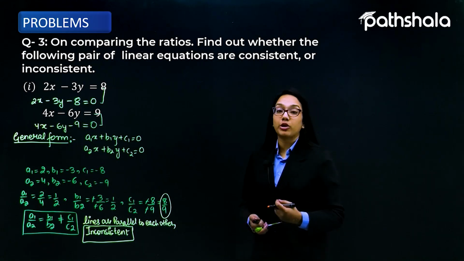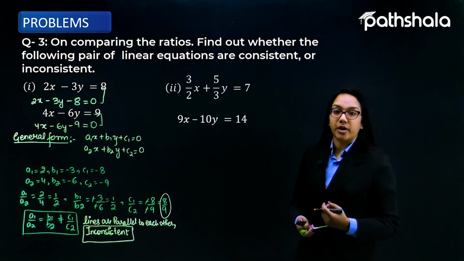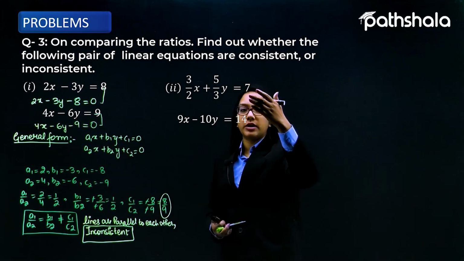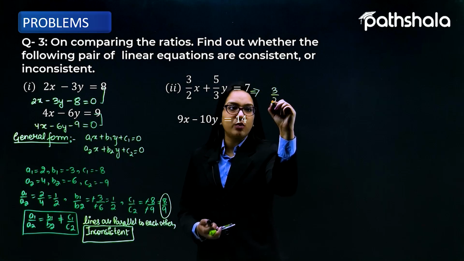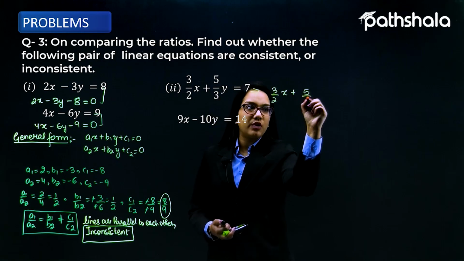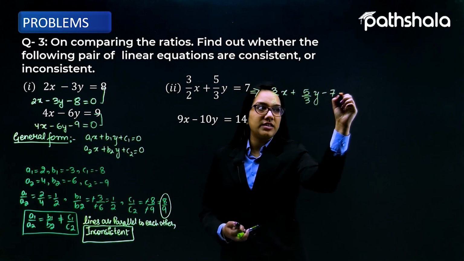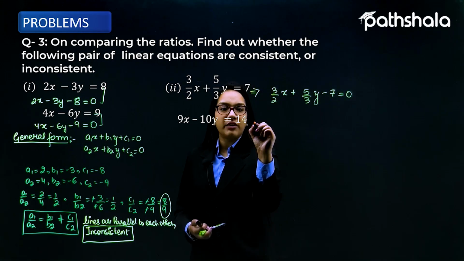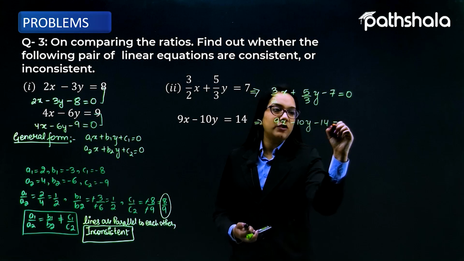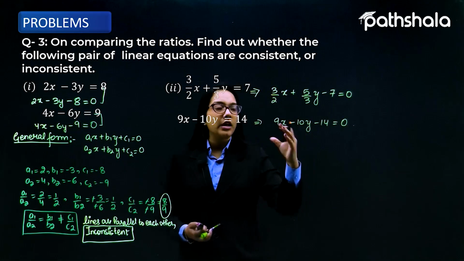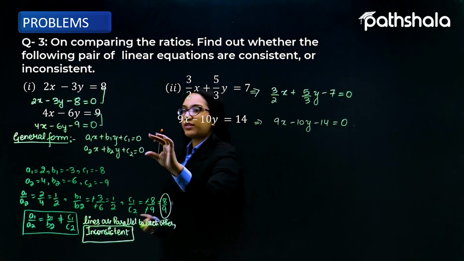Now let's talk about the second part. First, I'm transforming this equation as 3 by 2 of x plus 5 by 3 of y minus 7 is equal to 0. Furthermore, we can write the other equation as 9x minus 10y minus 14 is equal to 0. Now let's compare this pair of equations with the general form.